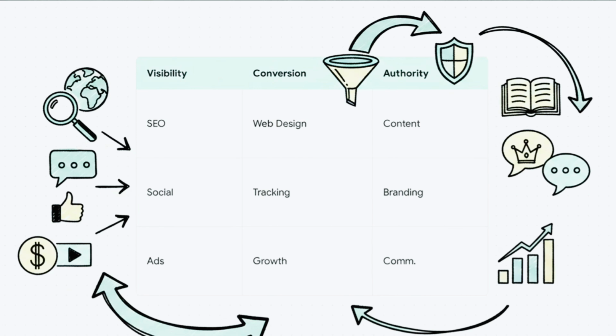But traffic is absolutely meaningless if it doesn't convert. So the middle pillar, conversion, features website creation, tracking setup, and specific growth support for e-com or B2B brands. And finally, authority. This covers your content marketing, brand positioning, and consistent communication. This is what builds long-term trust. So to sum it up, visibility brings them in, conversion captures them, and authority keeps them coming back for more.